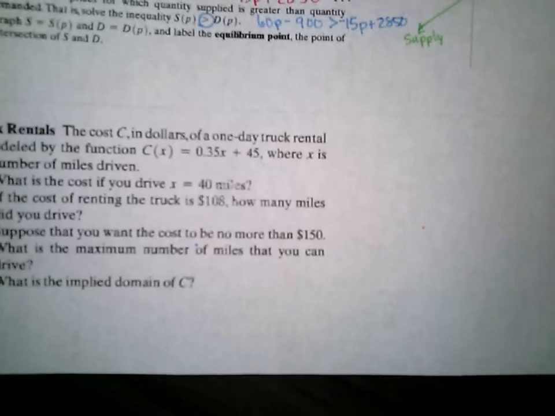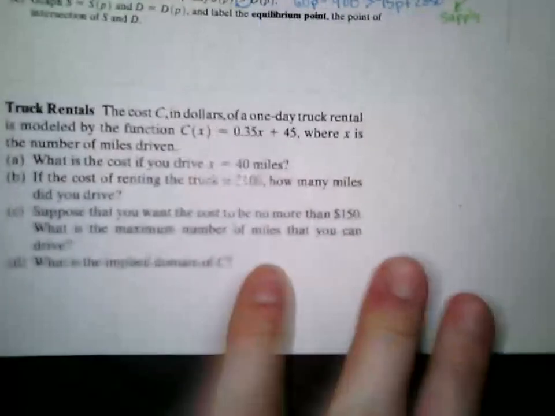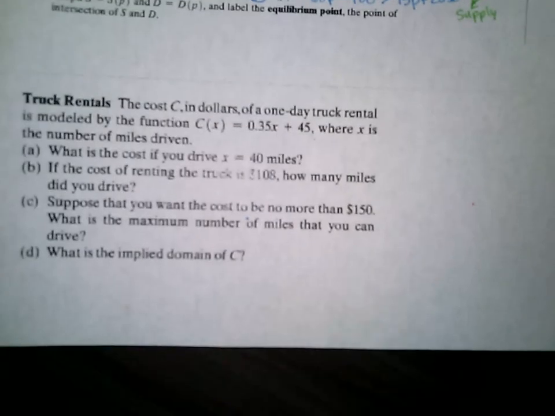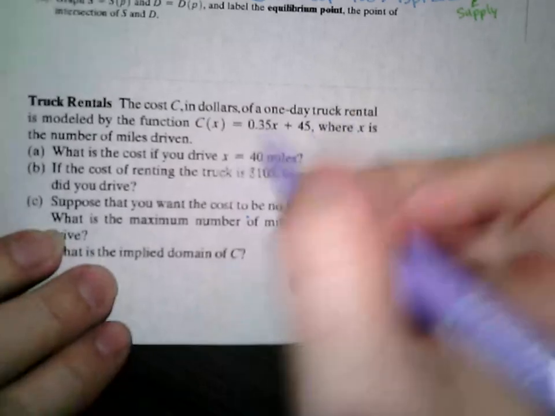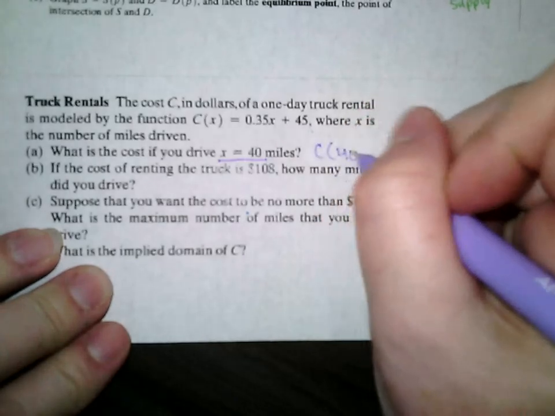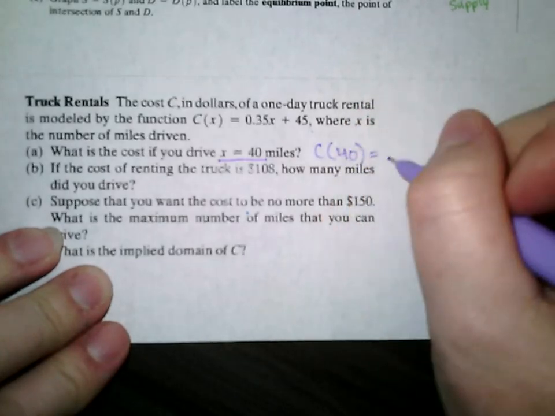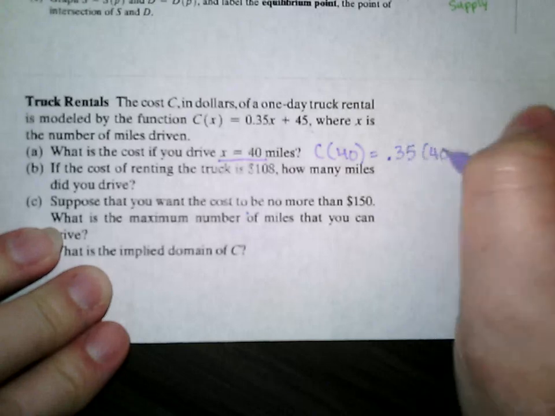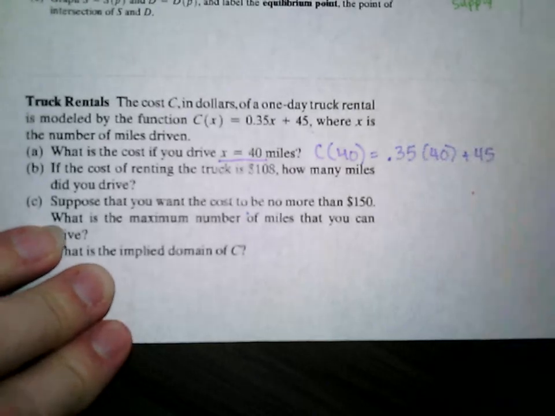Truck rentals. The cost C in dollars of a one-day truck rental is modeled by this function c of x equals 0.35x plus 45, where x is the number of miles driven. Then they want you to answer a few questions. What is the cost if you drive x equals 40 miles? That's a pretty entry level question. If x is 40, then the cost would be c of 40, which means that we should just sub in 40 for x and work through that.